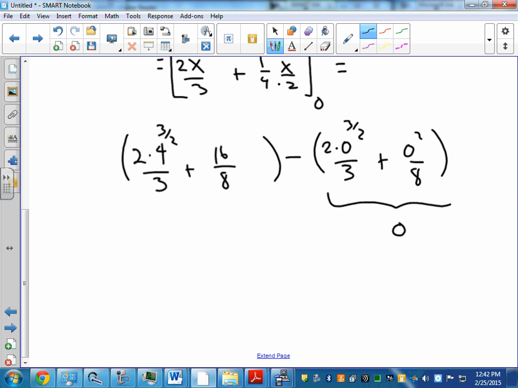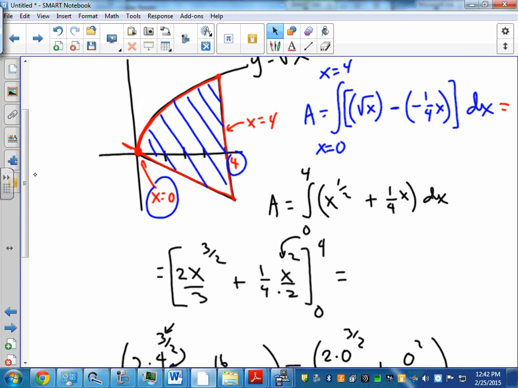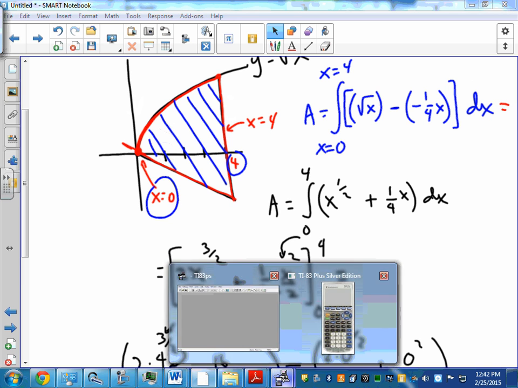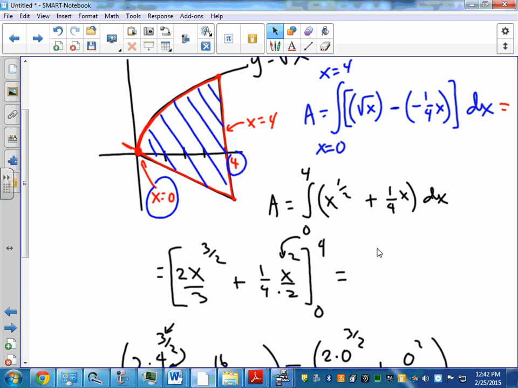So what do we have here? This is the square root of 4, which is 2, 2 cubed, which is 8, 2 times 8, which is 16 thirds, plus 2. Okay, so 16 thirds plus 6 thirds, which is 22 thirds. Okay, and again, if we looked at the calculator, 22 thirds, sure enough, 7 1/3.